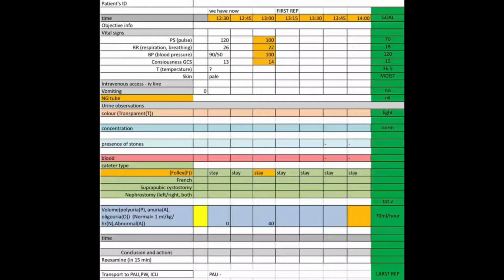During intraoperative monitoring at 1 p.m., the patient has a pulse of 100, which is increased from the goal, and the patient also has a respiration rate of 22, which is also slightly increased from the goal, and the patient has a blood pressure of 100, which is slightly decreased from the goal, and the consciousness GCS is 14. We will continue to monitor the patient. We will re-examine him in 15 minutes.